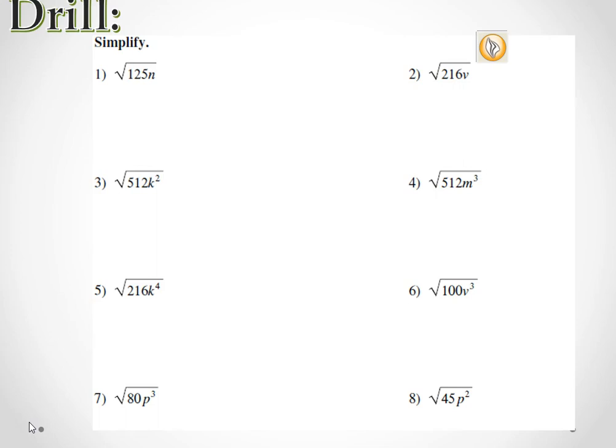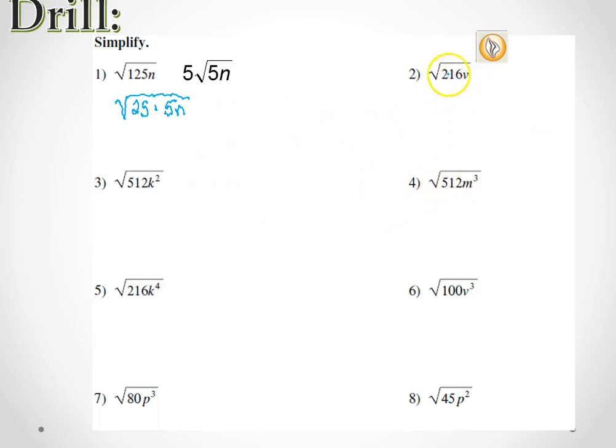You could know what your perfect squares are and plug those in. Since we know 125 is 25 times 5, we could say, okay, I'm going to write that as 25 times 5n. So you can have the square root of 25 times 5n. We know the square root of 25 is 5, so then we have the 5n, which we don't know the square root of, which gives us 5 square roots of 5n. Again, you can do that multiple ways.